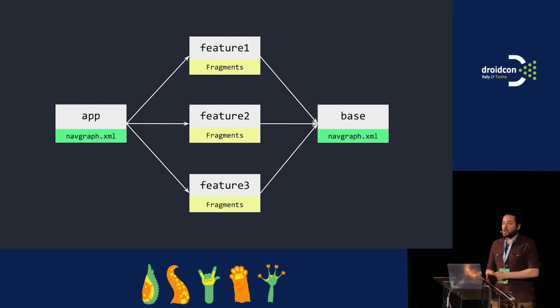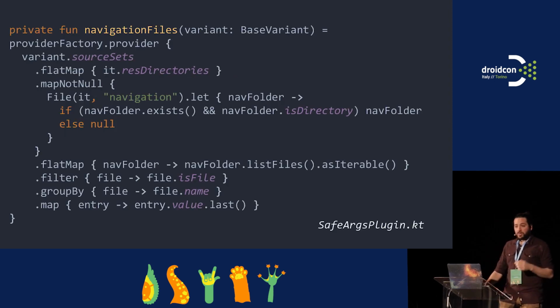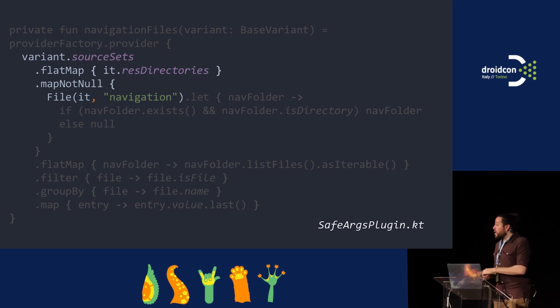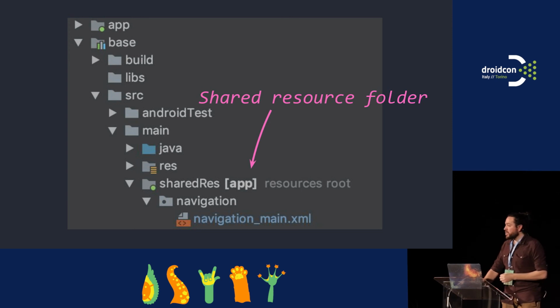How to do that? We scratched our heads a little bit, and we had the idea to look at the SafeArgs Gradle plugin source code. What we found was really interesting. To generate the SafeArgs classes, the plugin looks at the variant source set, checking for the navigation folder. And we said, oh, they are checking the source set, but the source set, we can configure it. So what we did is create a specific folder that is intended to be shared among the different modules, containing only the navigation in our case.